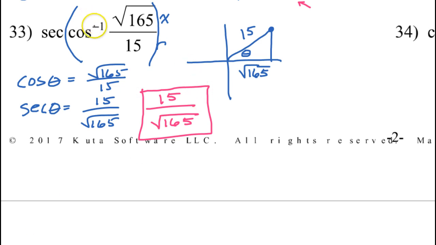And of course, this just makes sense, and we really didn't need to draw a picture of it if you really understand it, since secant and cosine are reciprocals of each other. This is the angle whose cosine is radical 165 over 15. So the cosine of some angle is this. So the secant of that angle, of course, will be the reciprocal.